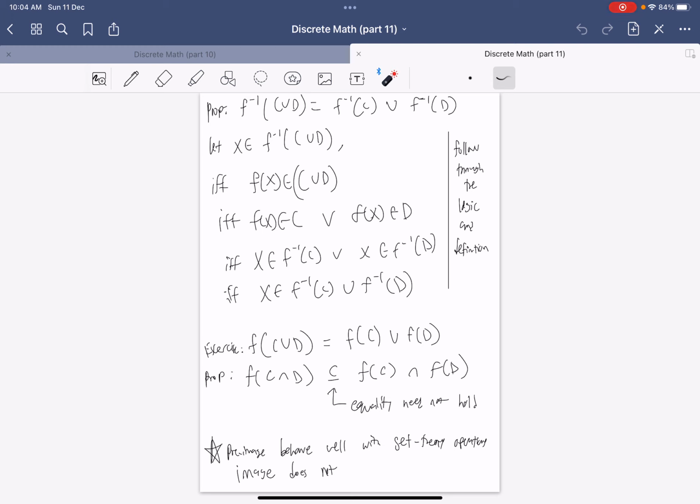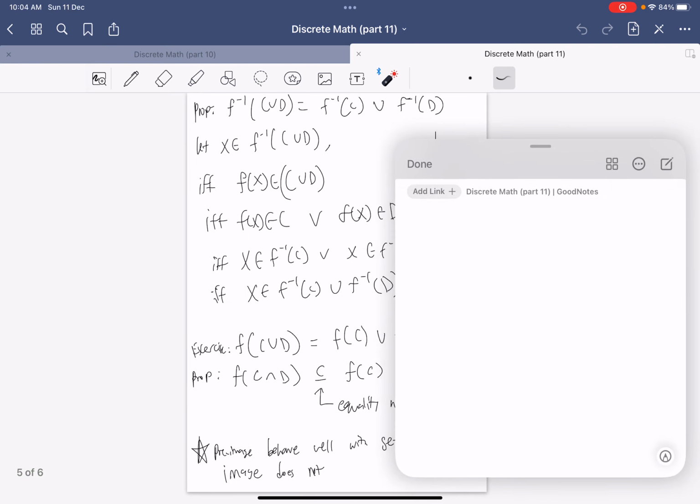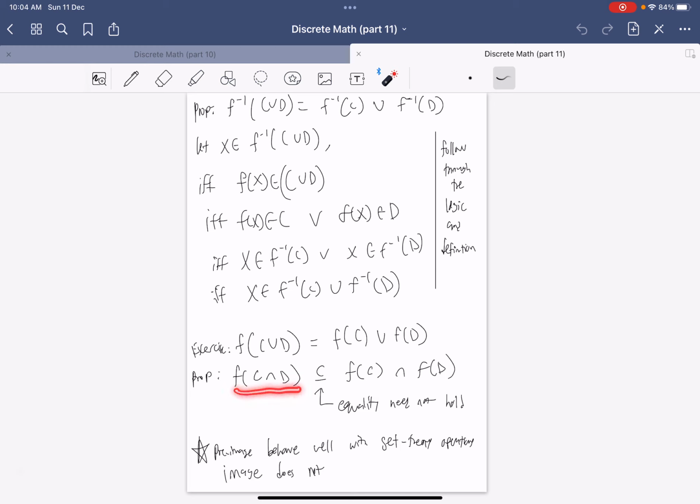And it is also a good exercise to prove why one inclusion for the intersection holds for image but not the other. So the image of an intersection is actually only a subset of the two images intersecting together. Equality need not hold, and you can think of counterexamples to prove it. And so we like to say that preimages behave well under set theory operations, but images do not.